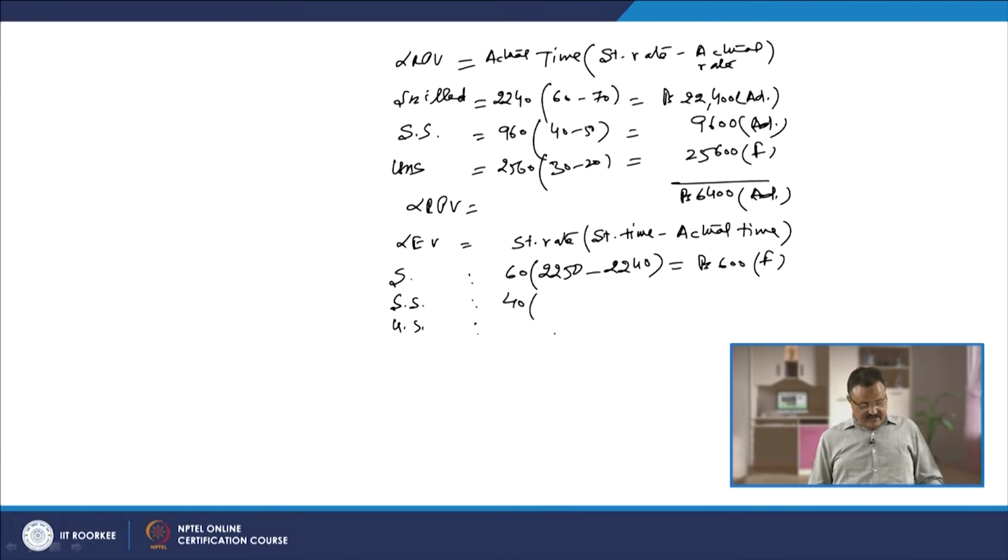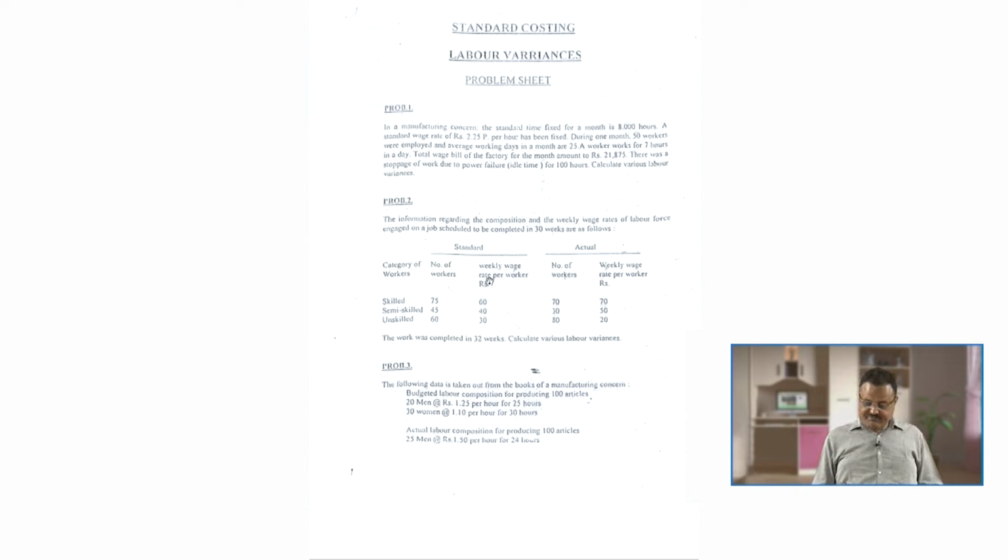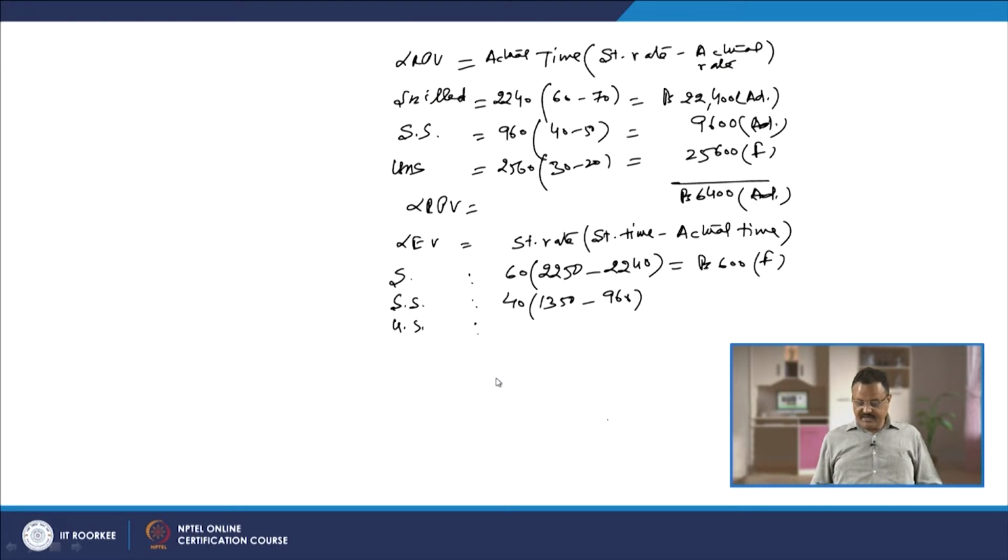In case of the semi skilled, what is the standard rate? 40, and the standard time is 1350, and the actual time is 960. How have we calculated it? 45 into 30, and in the second case 30 into 32. So, 40 into 1350 minus 960, and this comes out as rupees 15,600, which is a significantly favorable variance.